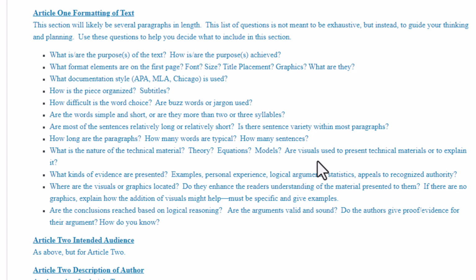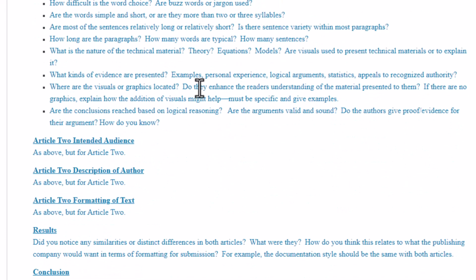What sort of formatting do they use? Do they use lots of buzzwords and jargon? Do they have lengthy, exaggerated sentences that are hard to follow, or do they keep it short, sweet, and to the point? Do they use theories? Do they use equations? Do they use models? What are they doing to present the information? And then you'll go to Article 2, and you'll follow those same exact steps: the intended audience, the description of the author or authors, and the formatting of the text.